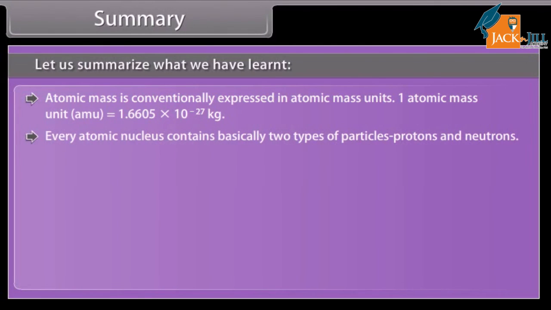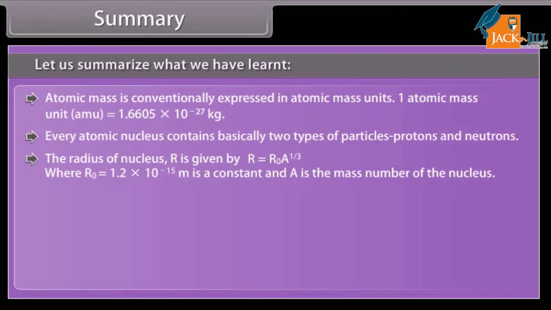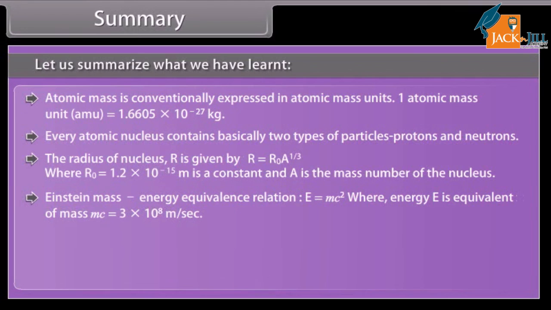Every atomic nucleus contains basically two types of particles, protons and neutrons. The radius of the nucleus R is given by R = R0 A^(1/3), where R0 is equal to 1.2 × 10^-15 m is a constant, and A is the mass number of the nucleus. Einstein's mass-energy equivalence relation, E = mc², where energy E is equivalent of mass m. c is the velocity of light in vacuum, that is 3 × 10^8 meter per second.